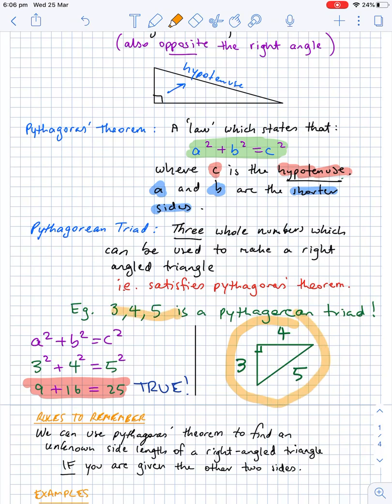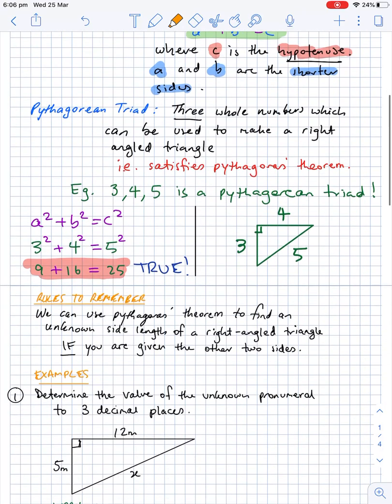Also, if I actually make the triangle using these three numbers, that does make a perfect right angle triangle. So if we let that be 3 and that be 4, that should definitely be 5. Don't worry about how many squares I've got in there. Okay, so let's move on.